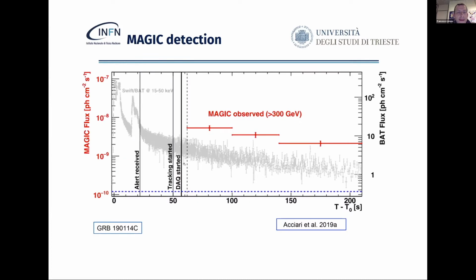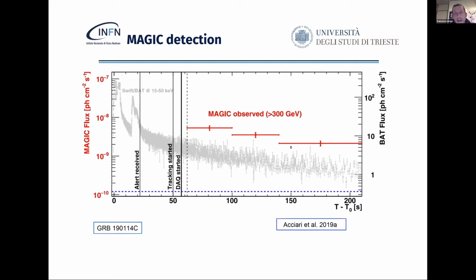And this is shown here. The alert was received at this time. The system reacted after some time due to the calculation I described before, and then the DAQ started a few seconds after. After the relaxation of the movement of the telescope, we could observe, despite the high flux that was there, after 52 seconds, and we observed this very nice declining flux rate.